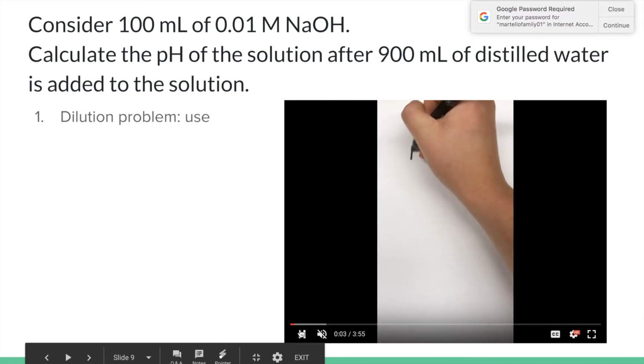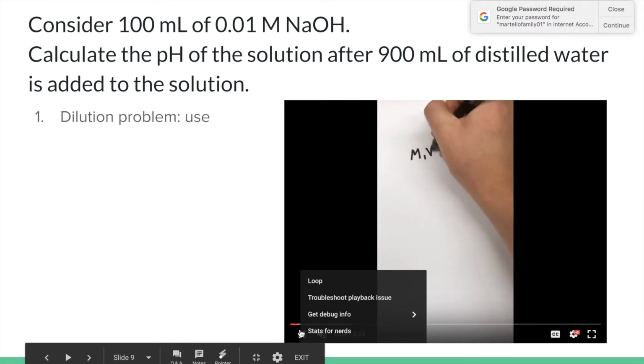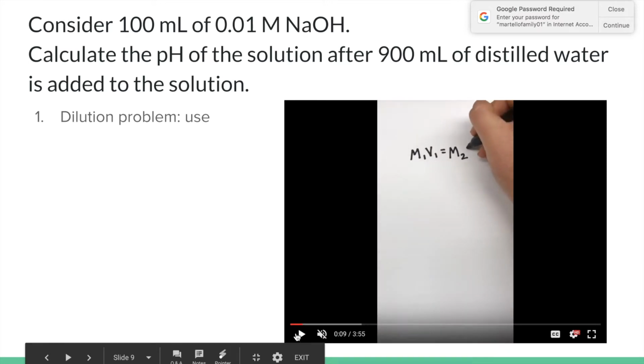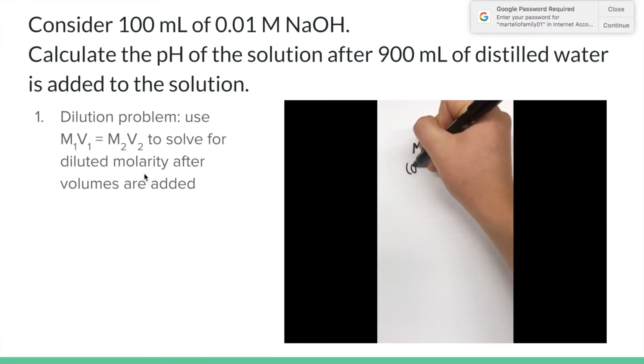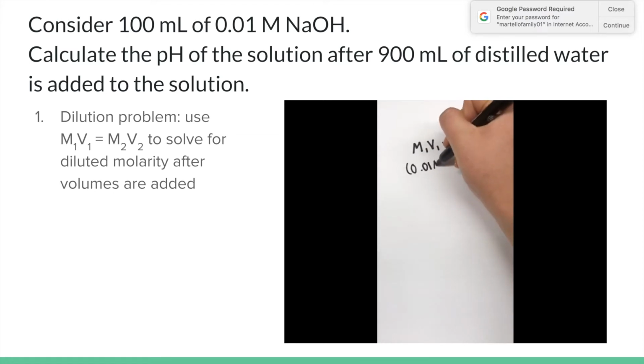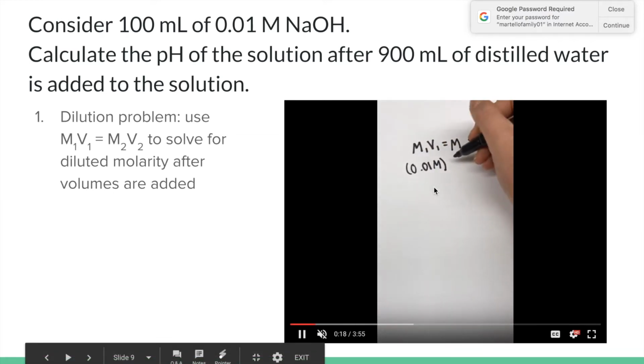Our next example asks us to consider 100 milliliters of 0.01 molar solution of sodium hydroxide. It also asks us to calculate the pH of the solution after 900 milliliters of distilled water are added to the solution. Because we're adding distilled water, this indicates to use the dilution equation, which is simply M1V1 is equal to M2V2. This helps us solve for the diluted molarity after the volumes are added.